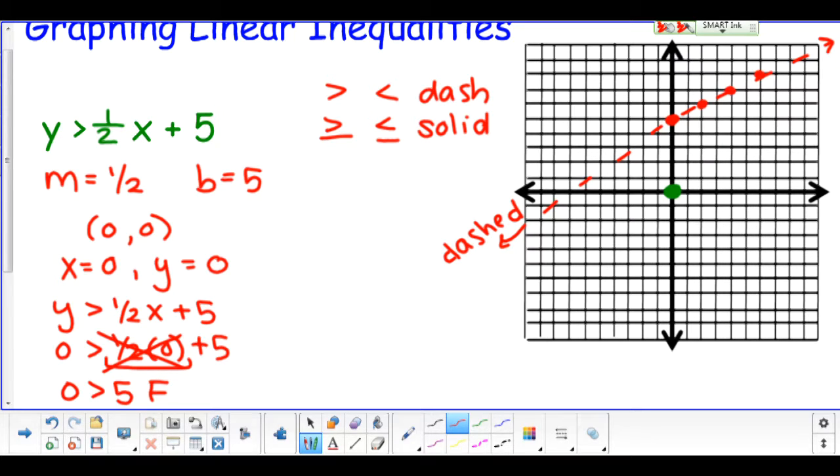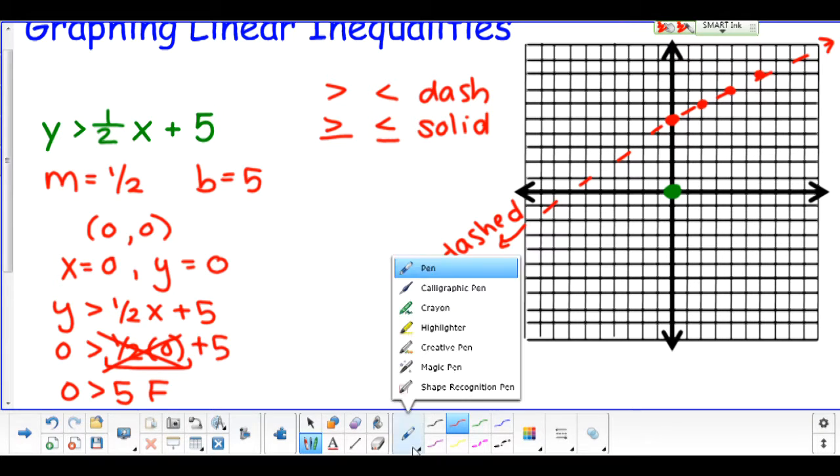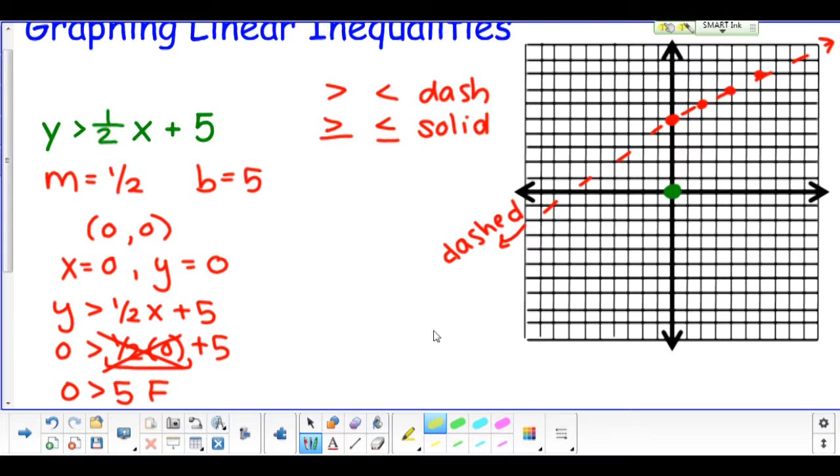and not true. Since I have a false statement, I want to shade on the opposite side of our graphed line than the point (0, 0). Since (0, 0) is here below the line, I want to then shade on the opposite side, which would be above the line. If you had a true statement, you would cover up and take that (0, 0) point, because that's where all of your true values are coming from.